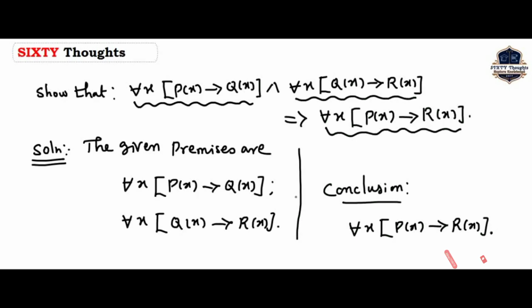Before we solve the problem, first I will tell you how to prove the conclusion statement. Here in the conclusion statement p of x and r of x are there, but in the premises we have p of x and q of x, and q of x then r of x. We need to prove p of x then r of x only. So our target is, first I am going to split the variables p of x, q of x, r of x separately. Once we split the given propositional variables, later we write p of x then r of x. That is our conclusion statement.